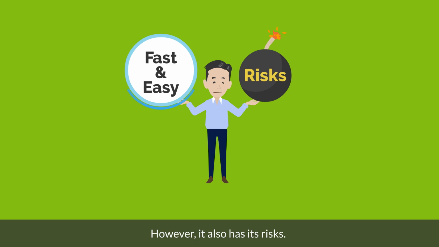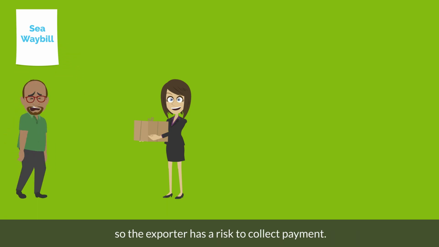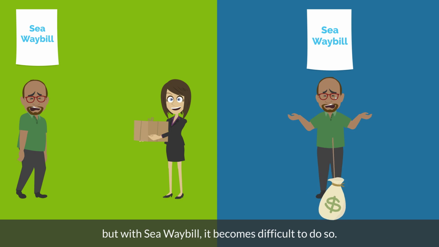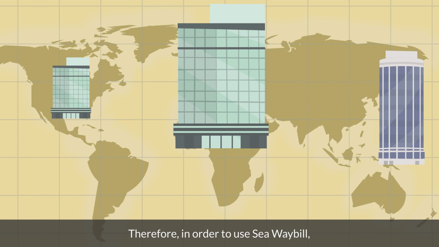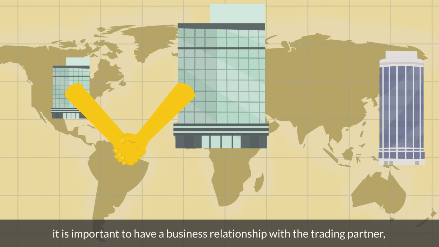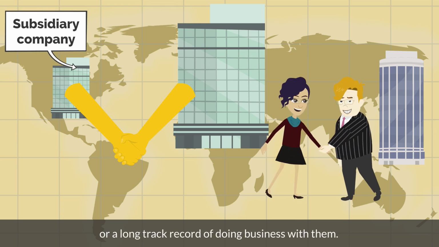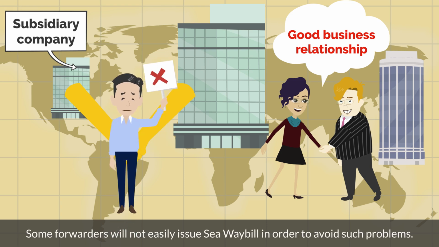However, it also has its risks. Once seaway bill is issued, the importer can pick up the cargo, so the exporter has a risk in collecting payment. In the case of original BL or surrendered BL, it is possible to control the payment, but with seaway bill, it becomes difficult to do so. Therefore, in order to use seaway bill, it is important to have a business relationship with the trading partner, such as a parent-subsidiary relationship overseas, or a long track record of doing business with them. Some forwarders will not easily issue seaway bill, in order to avoid such problems.